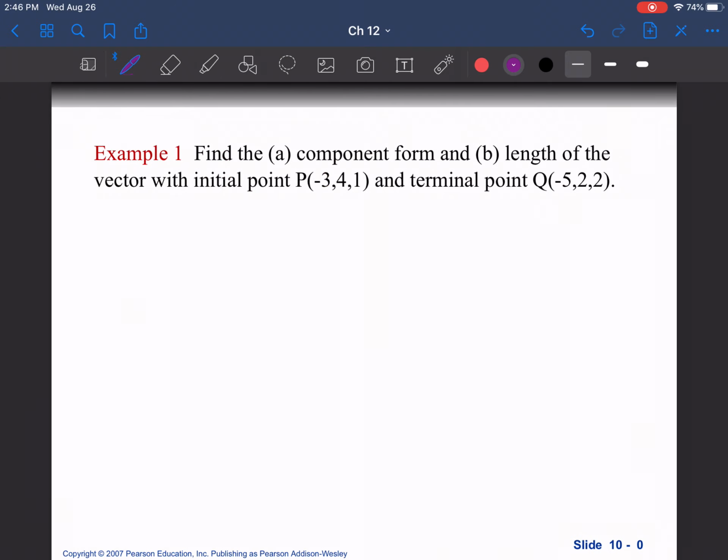All right, so here, let's find the component form and the length of the vector with the initial point P, negative 3, 4, 1, and terminal point Q, negative 5, 2, 2.